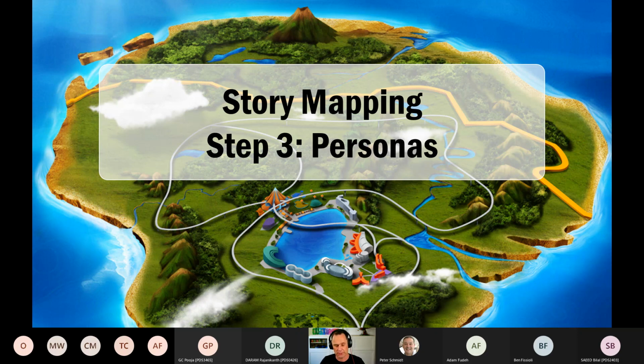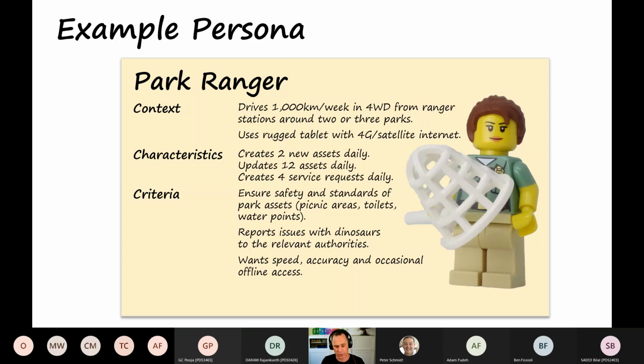So personas, you can think of as user roles, but not all personas are going to be actual types of users. Here is an example of a persona that is a user role. I like to describe my persona through those three values, the context, the characteristics, and the criteria.